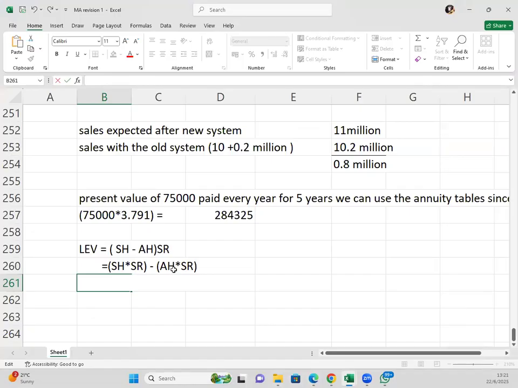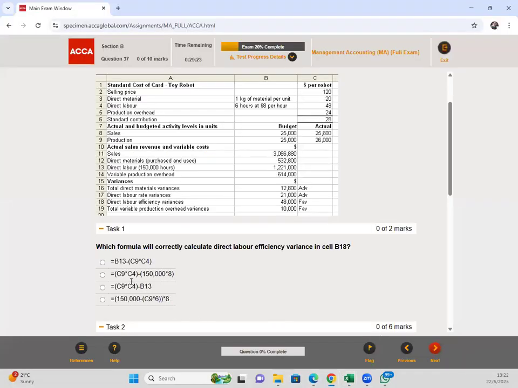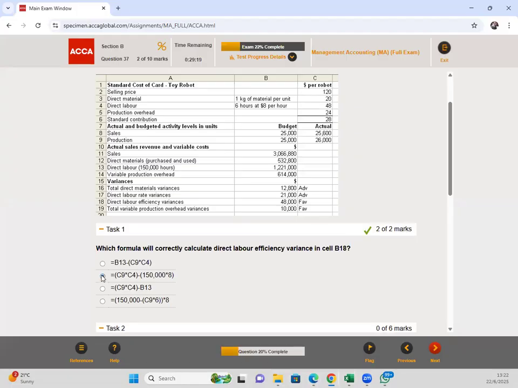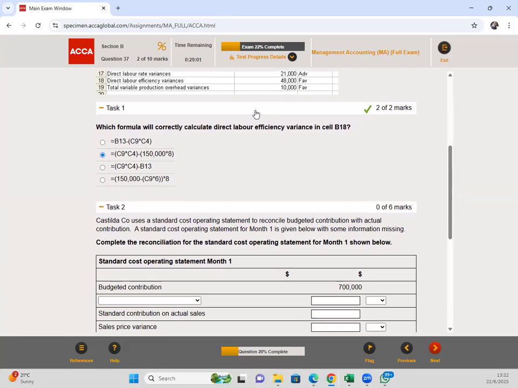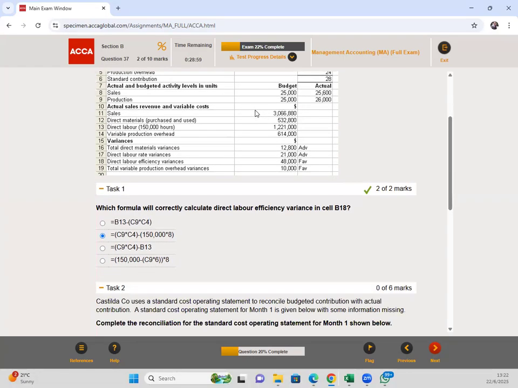The actual hours here, the AH, is the 150,000. Standard rate is the $8. So let's maybe, using trial and error, start with that one. Let's try the B one and see. And it's correct. So C9, we are looking at the units produced times the hours we're budgeting per unit. The variance is not difficult, but the way they have used the cells, it becomes a bit tricky.